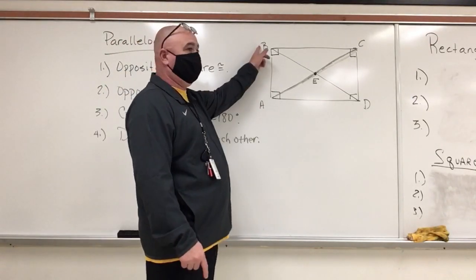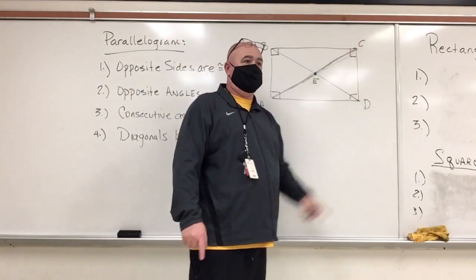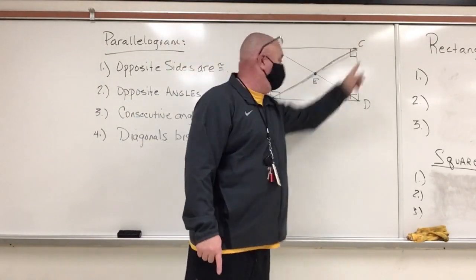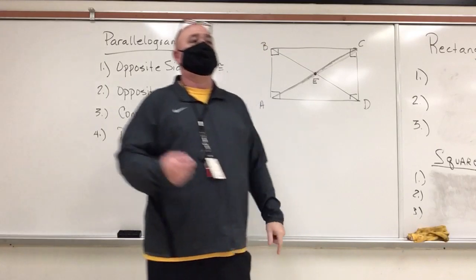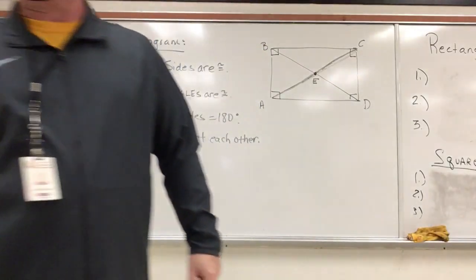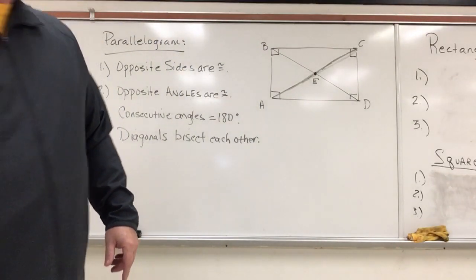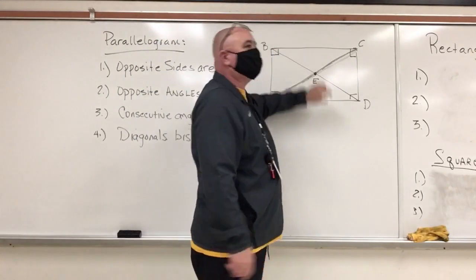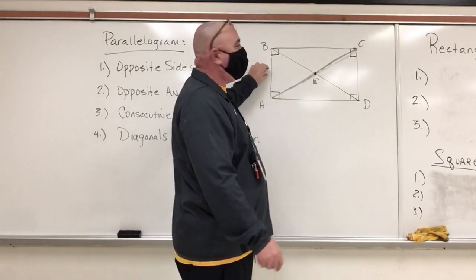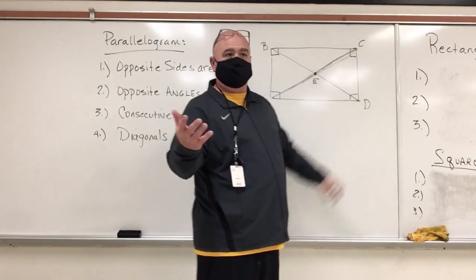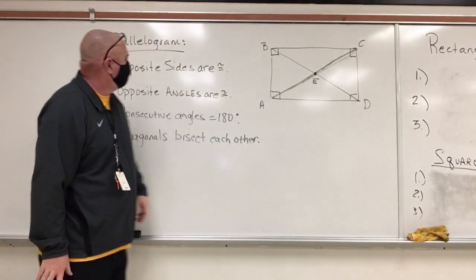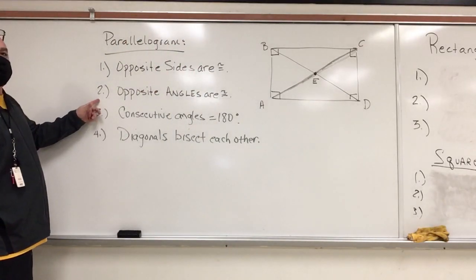Okay? And here's what we talked about. So if AB and DC are equal, and BC and AD are equal, then that's one characteristic of a parallelogram. Okay? So if this is 14, what's this going to be? 14. If this is 5, what's this going to be? 5. Okay? Everybody understand that? Plain and simple.